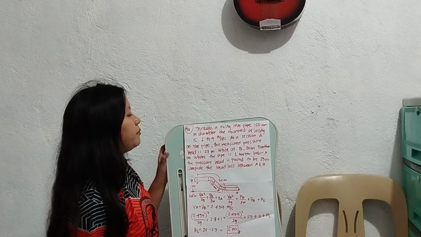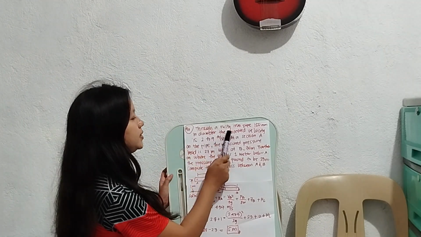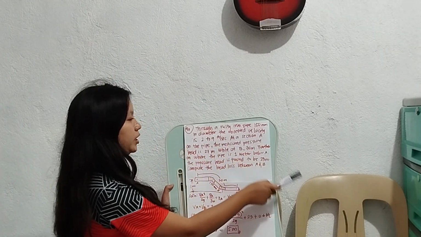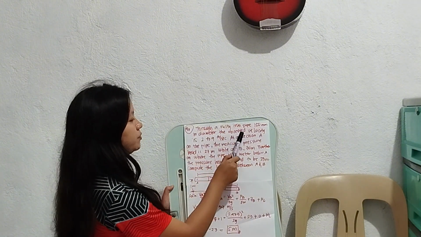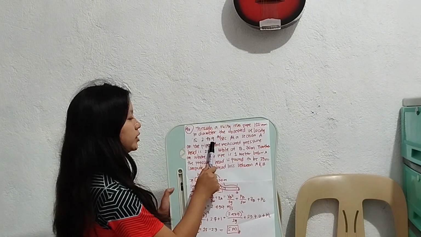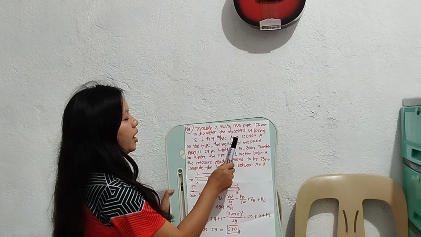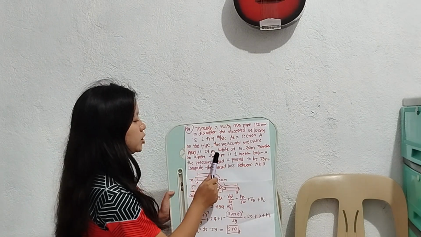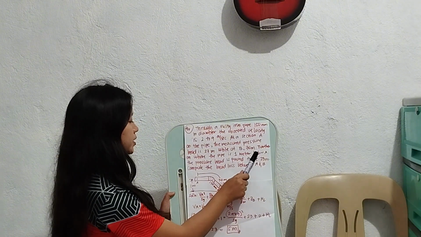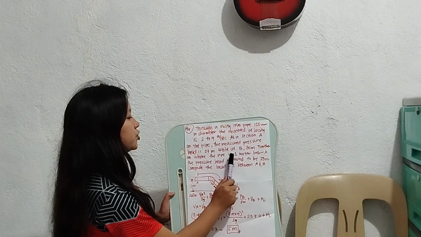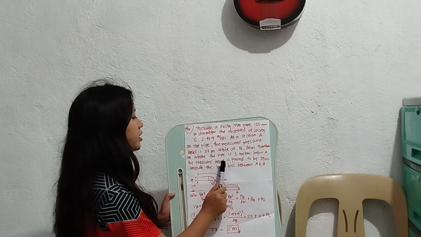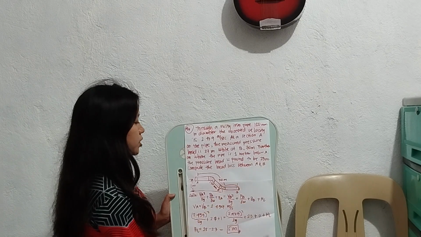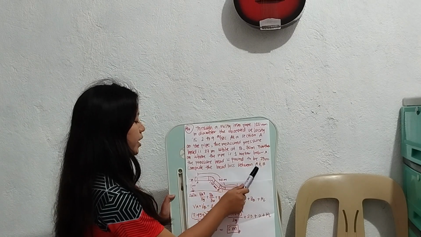Okay, so for problem number 46, through a rusty iron pipe 150 mm in diameter, the observed velocity is 2.439 meters per second. At a section A on the pipe, the measured pressure head is 27 meters, while at B is 30 meters. Further on, where the pipe is 1 meter below A, the pressure head is found to be 23 meters. Compute the head loss between A and B.